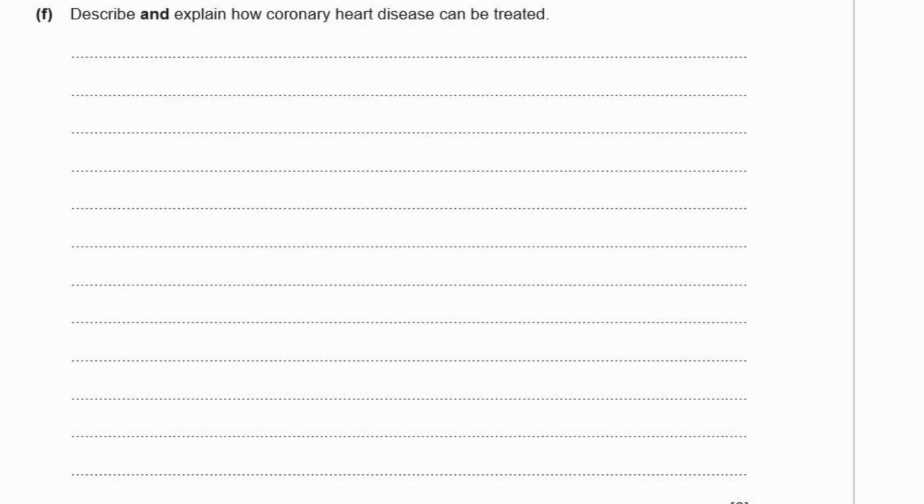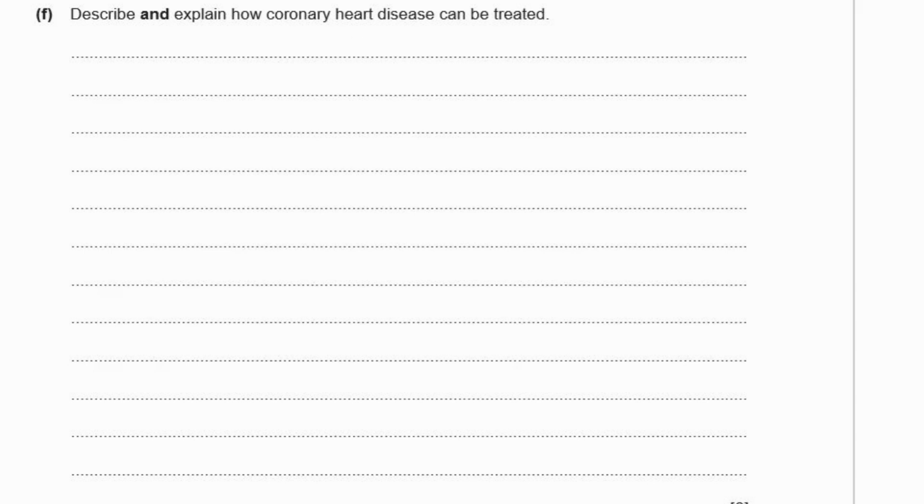F. Describe and explain how coronary heart disease can be treated. So we need to describe it and explain how. Okay, this is a big question. This is worth 6 marks. All right. So there's a few ways that coronary heart disease can be treated. Basically, it can be treated with drugs, or it can be treated with surgery. That's really pretty much it.